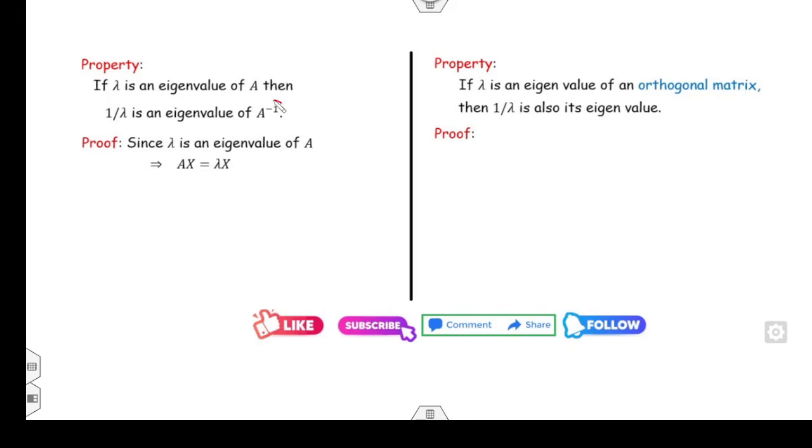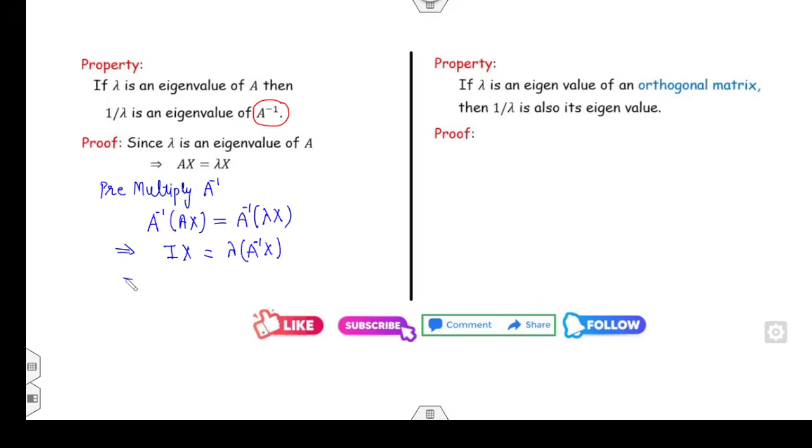Fine. Now we need A inverse. How can you do that? I can pre-multiply both sides by A inverse. The left hand side becomes A inverse of Ax. The right hand side becomes A inverse of lambda x. A inverse of A will be I. Lambda is a real number, so that will come outside: A inverse of x.